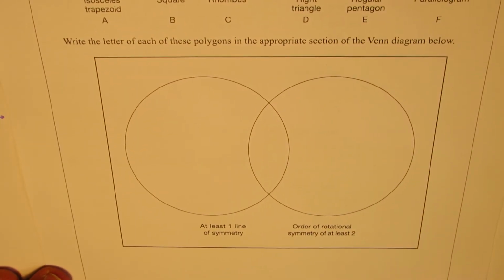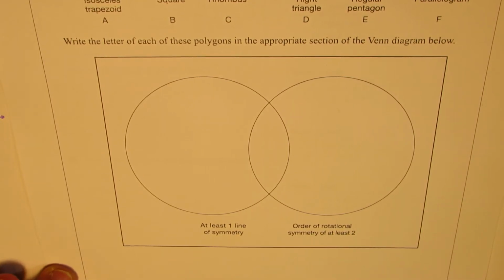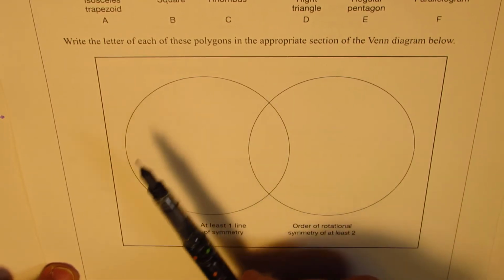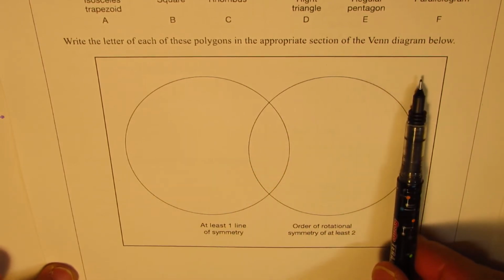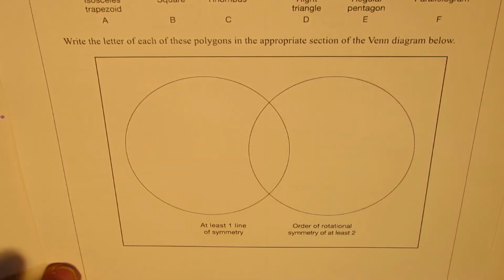Now the first one here is at least one line of symmetry, right? Order of rotational symmetry of at least 2, right? So these are the 2 groups. And if something is not falling within this group, it has to go outside. So I hope this concept is clear, right? So keep this in mind, pause the video, answer this question, and then look into my suggestions.